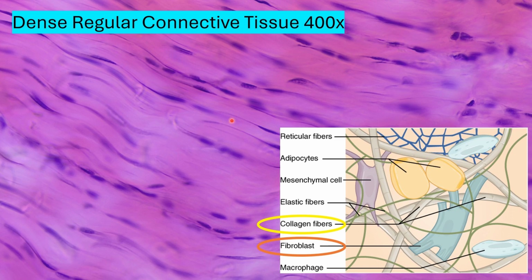In the typical H&E stained specimen, what we see are a lot of fibroblasts and a lot of collagen fibers, and really not a whole lot of anything else that we would see in our connective tissue proper.